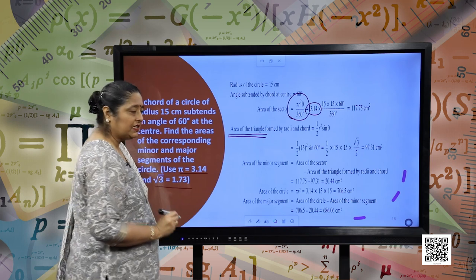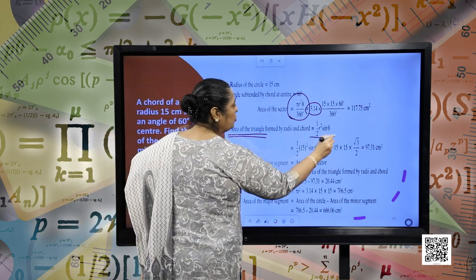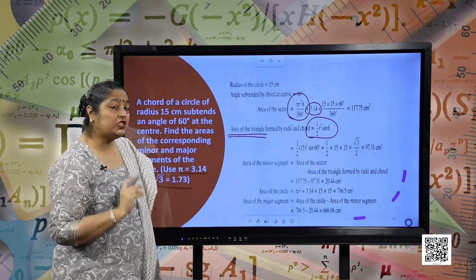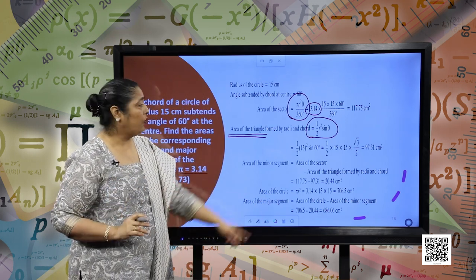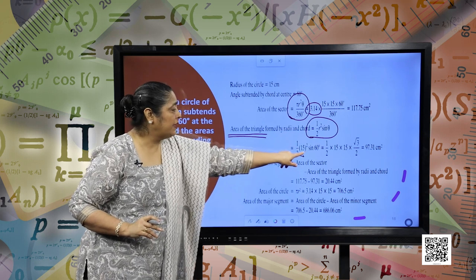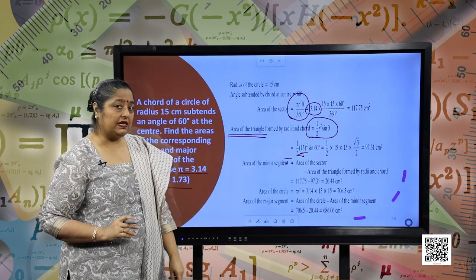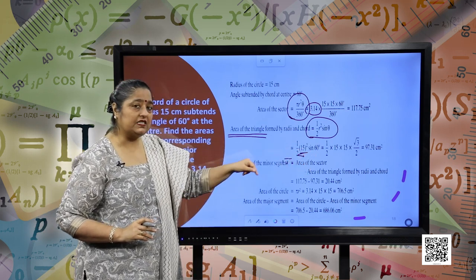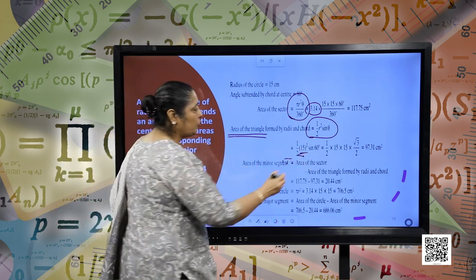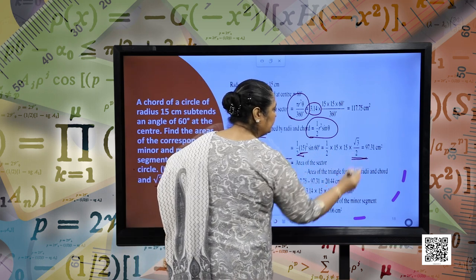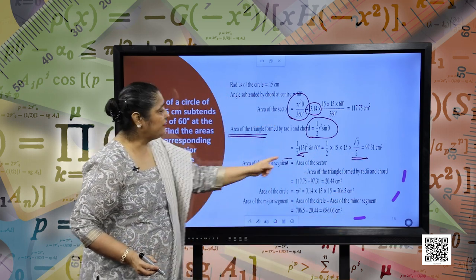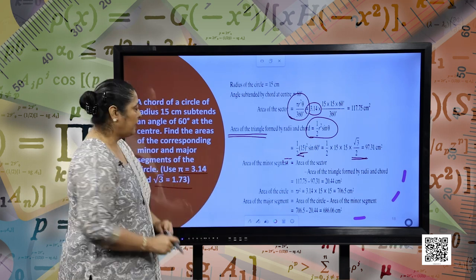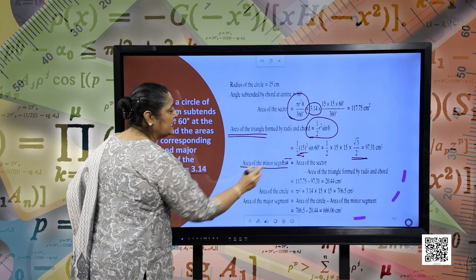Now, what we have to find is area of the triangle. Again, a shortcut, area of the triangle is 1 by 2 r square sine theta. Again, you just need to substitute the values. 1 by 2 r square is 15 square and theta is 60 degree. So, sine 60. We know that the value of sine 60 is root 3 by 2. Calculating it all, we have 97.31 centimeter square.